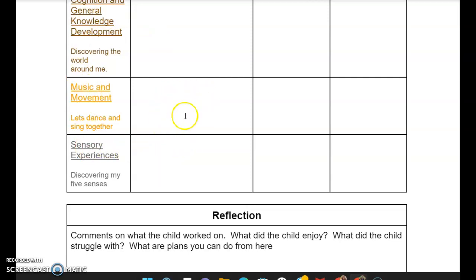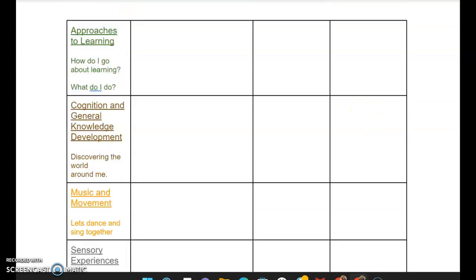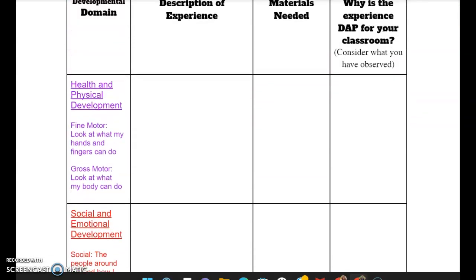So again, what is the experience that you want to offer? We're not asking you to write the big, huge lesson plan or experience plan anymore. You're just writing a little bit about it here, but I need to be able to understand what is happening, so keep that in mind. What are the materials needed and why? This is the big thing that I'm going to be looking at. Why did you choose to do that with this particular child?